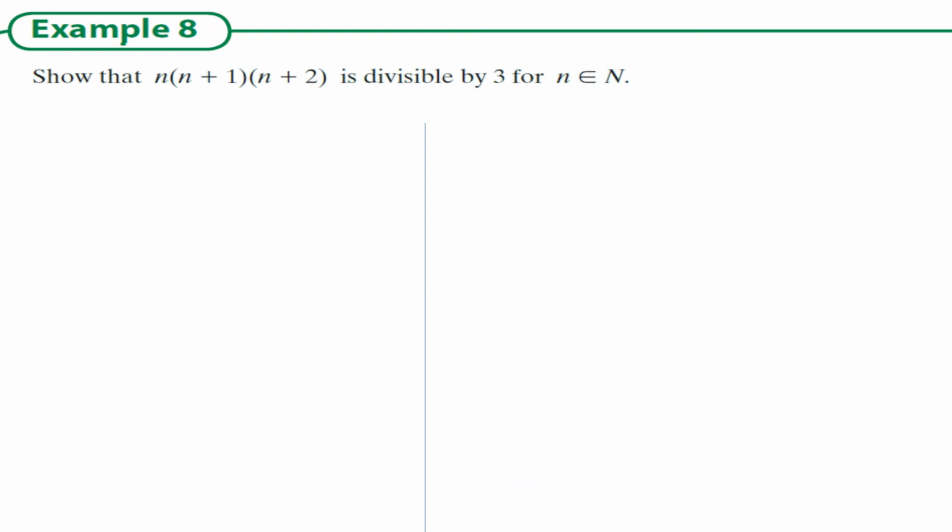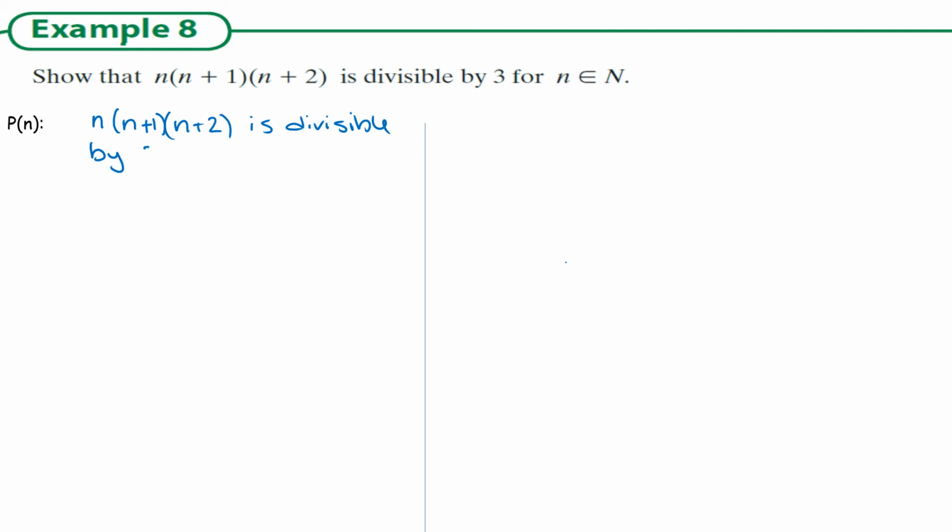So example 8, this is a different type of example with a different way to approach it because we don't have a power. If you were to multiply out those brackets, you'd end up with an n to the power of 3, an n to the power of 2 and so on. But in the last few examples, the n was in the power. So that will change how we'll approach it. So this is a different style of question. So again, we want to just set up our proposition. So we want to show that n times n plus 1 times n plus 2 is divisible by 3.